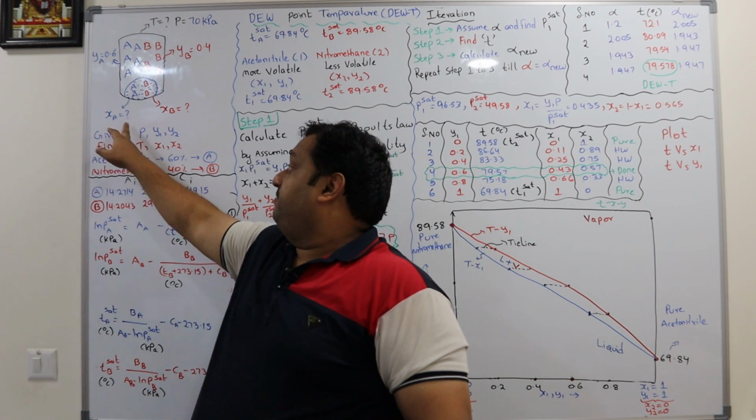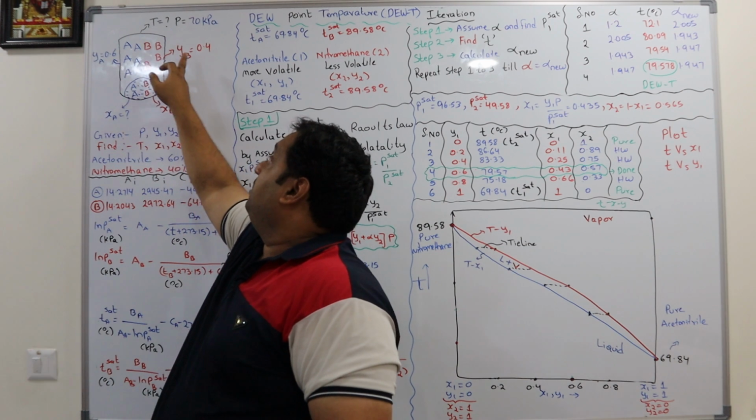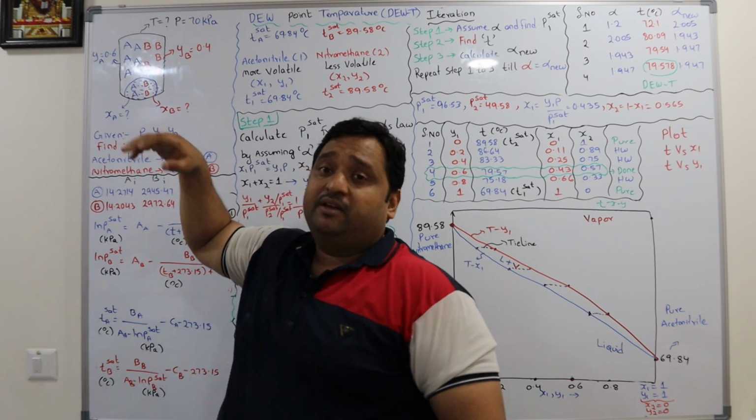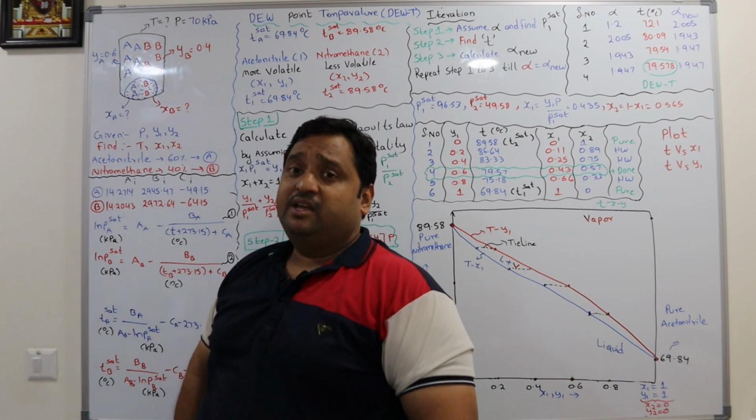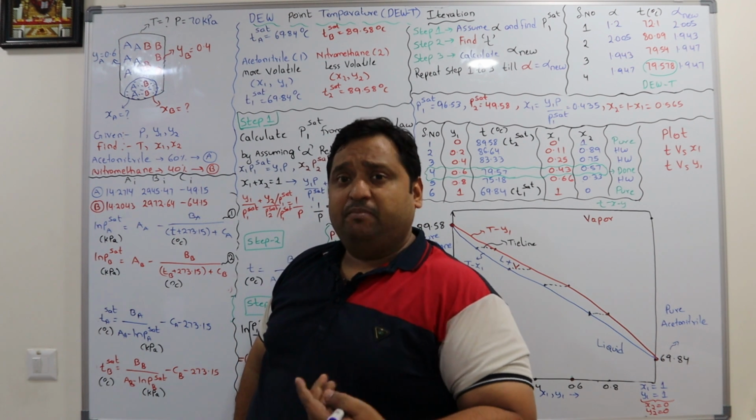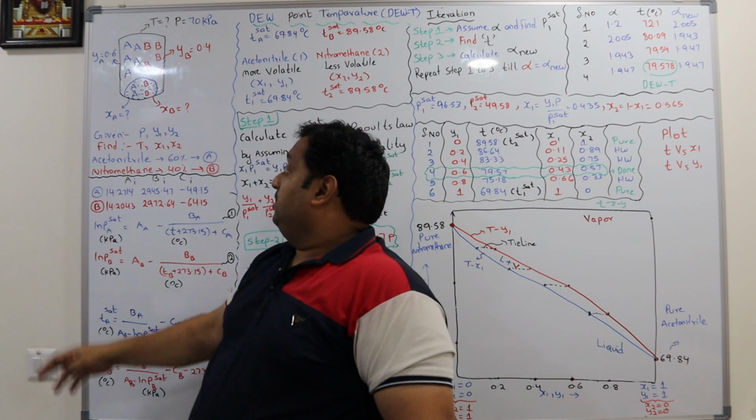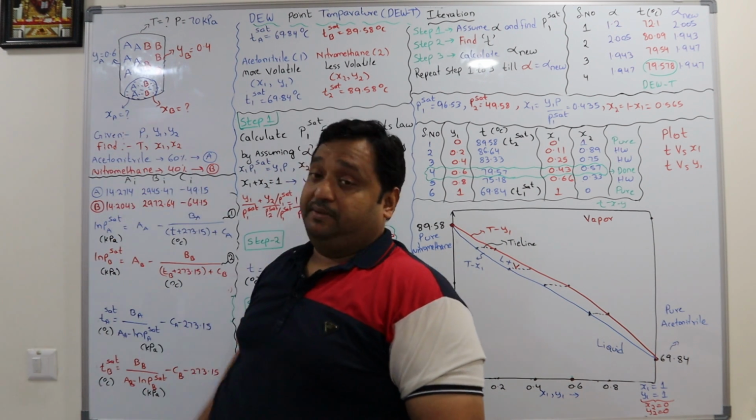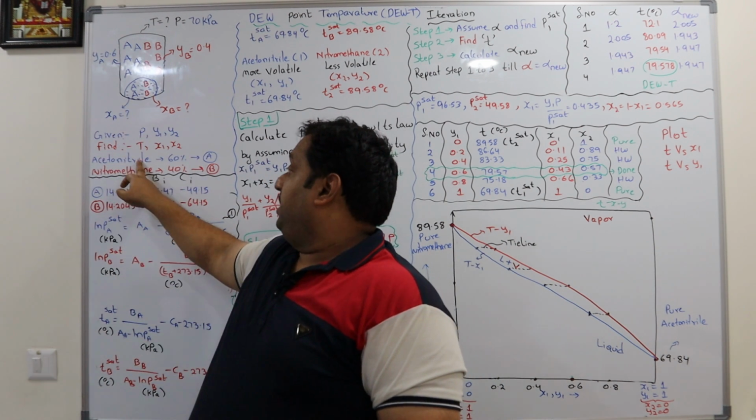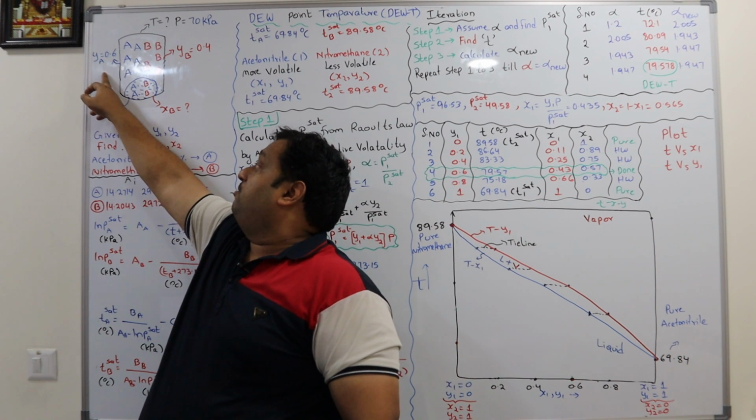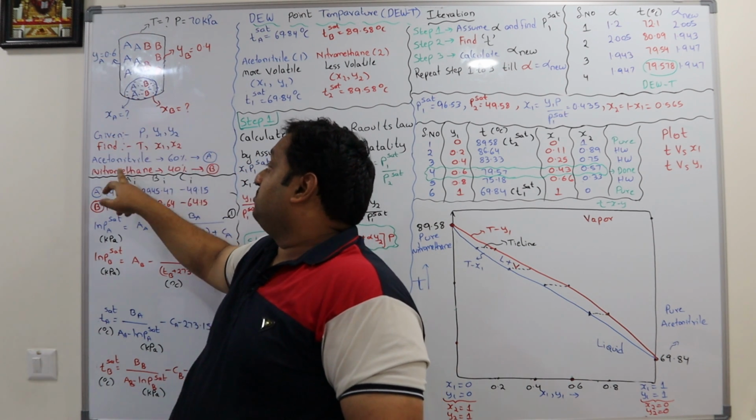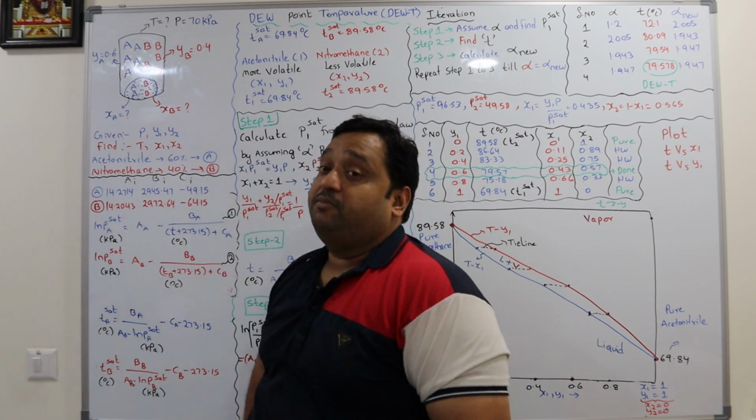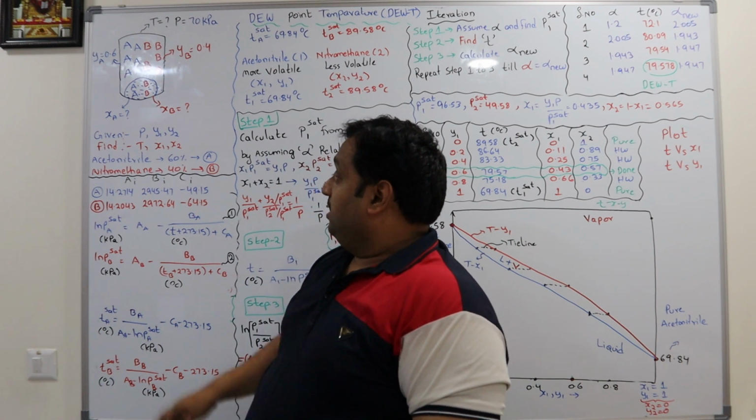Given P, y1, y2, where y1 and y2 represent A and B. A is represented with 1, B is represented with 2. Find x1 and x2, that means xa and xb. The A component is acetonitrile and the B component is nitromethane, which are 60% and 40% in the vapor phase.